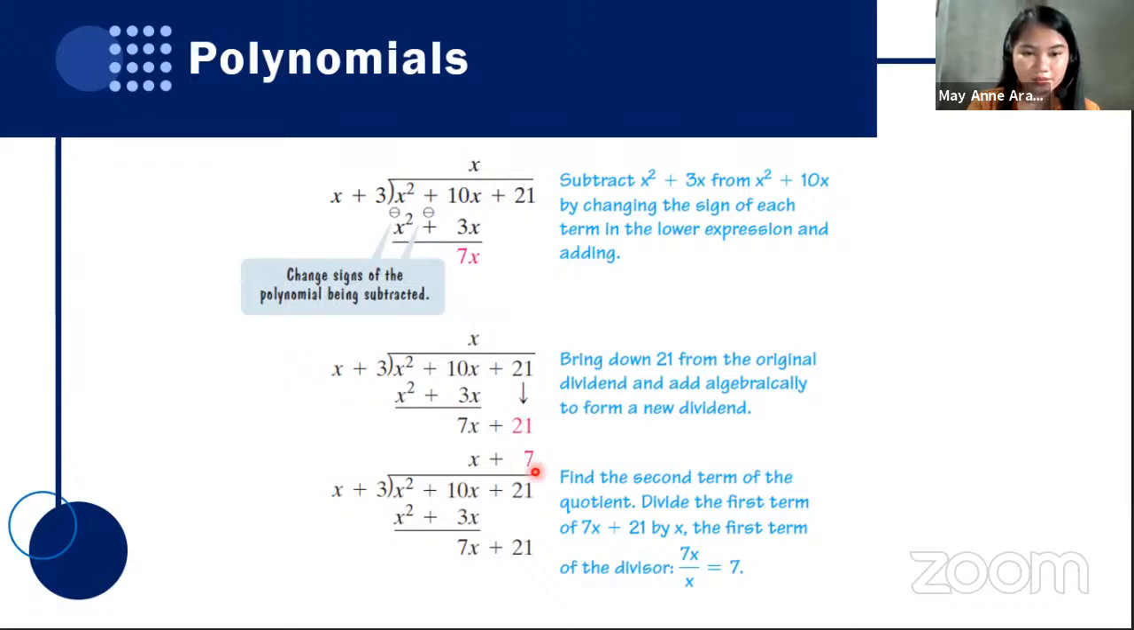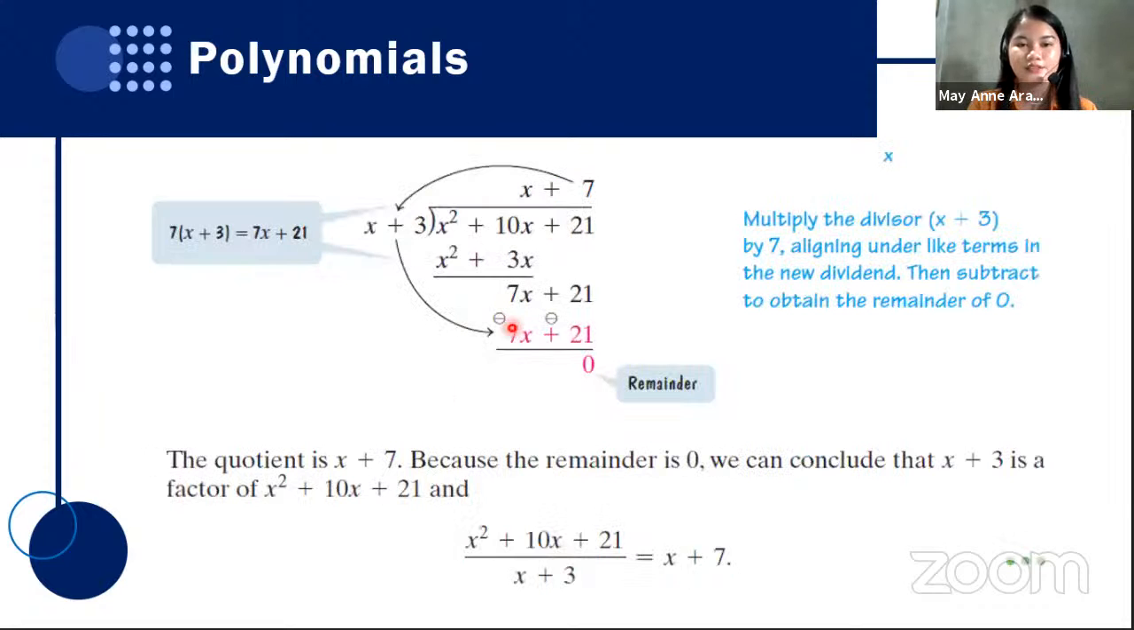Then 7 times x, again, multiply ulit pabalik. So you have 7x plus 21. And don't forget to subtract. So cancel na. So the remainder is 0. Therefore, the quotient is x plus 7.